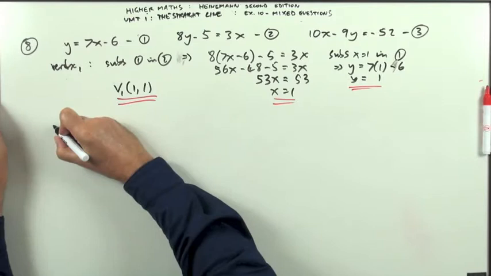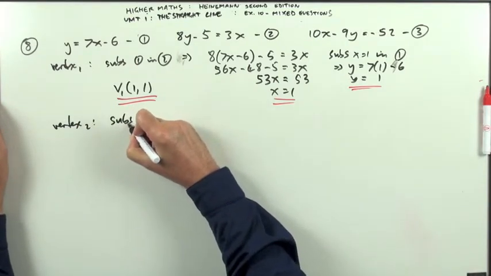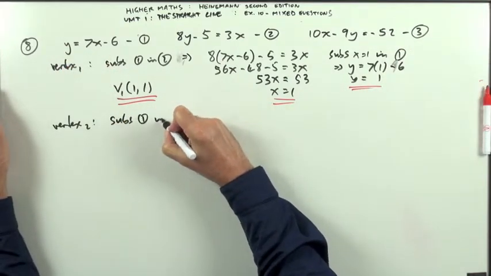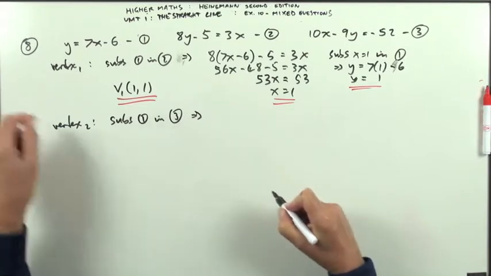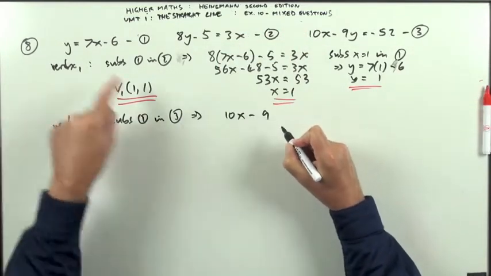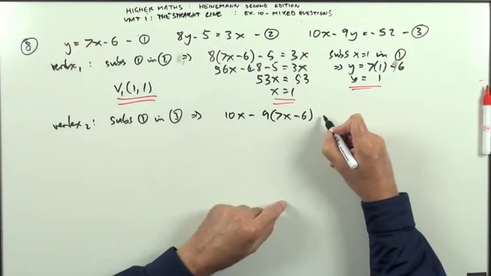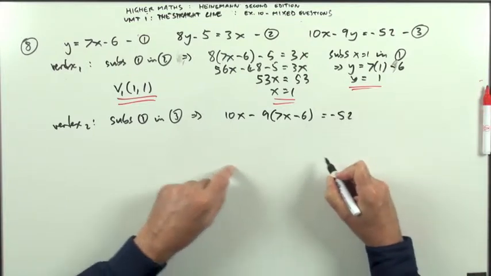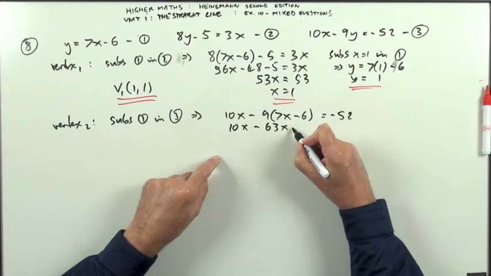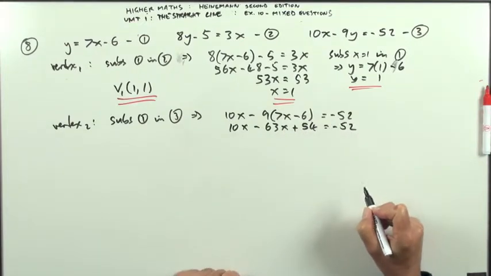Same with the next one. What about vertex 2? Just use a different pair of equations, like 1 and 3, because I can still do substitution. Substitute 1 into 3. So that means equation 3 is going to read 10x minus 9 times, now as soon as you come across y, that's going to be 7x minus 6. It's going to equal negative 52. So that's 10x minus 63x plus 54 is negative 52.